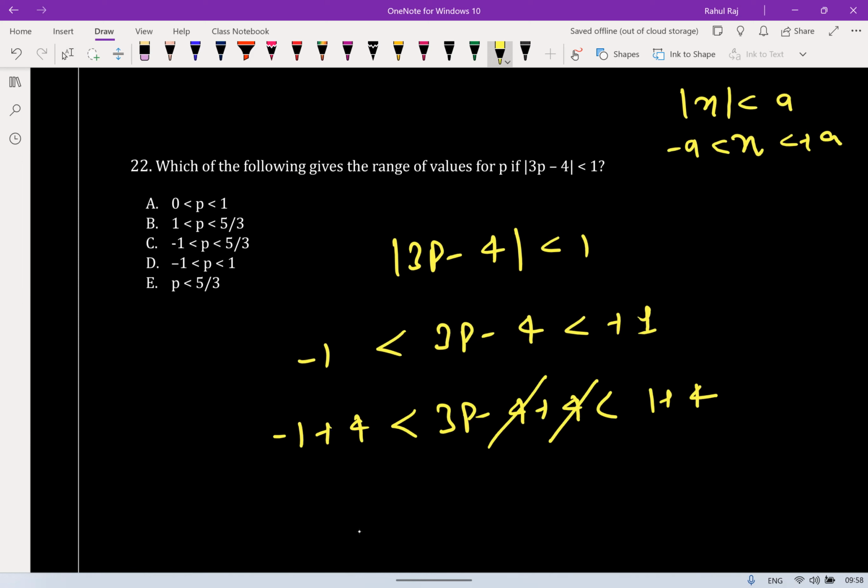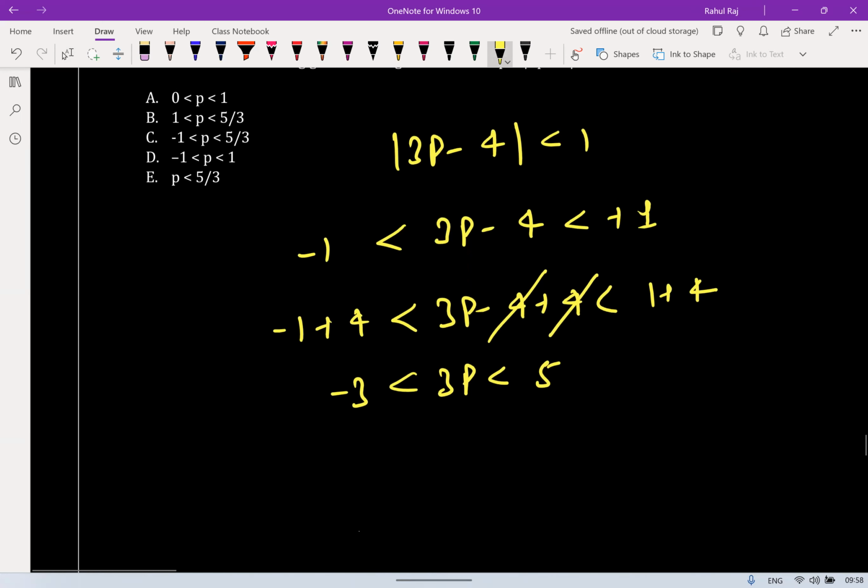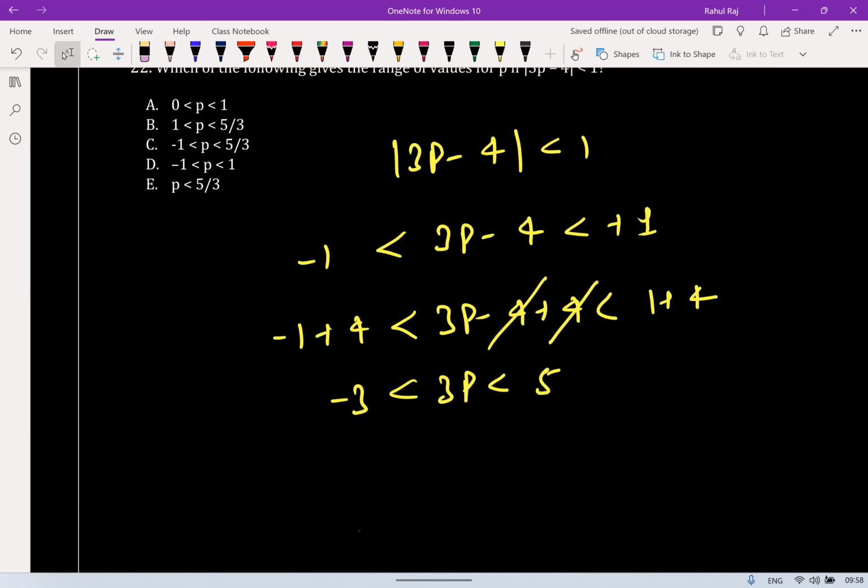This is constant 4. Yeah, so 3 is less than 3p less than 5. Now divide by 3. If you divide by 3, you get negative 1 less than p less than 5/3, right? Yeah. So negative 1 less than p less than 5/3.